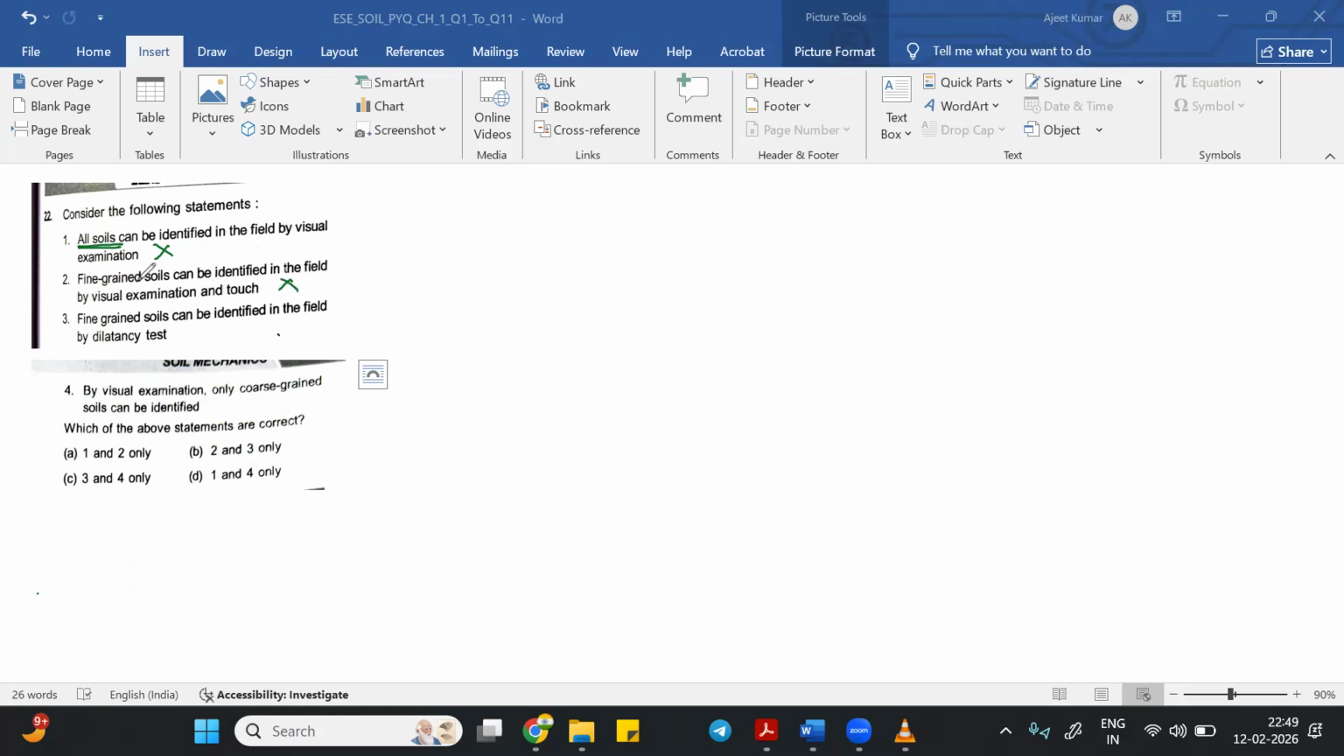No, not fine grained. This is coarse grained. Okay. Fine grained soil can be identified in the field by dilatancy test. This statement is correct. By visual examination, only coarse grained soil can be identified. Yes, statement 4 is correct. So statements 3 and 4 are correct. So option number C will be the correct answer. So question number 22, option C.